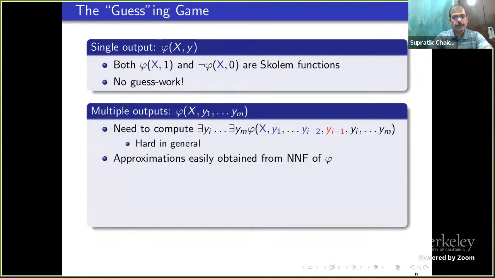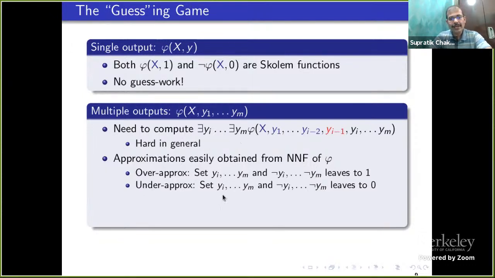Now, if there are multiple outputs, then we have seen that I need to quantify out some of these variables, and this can be a sequence of quantifications. This is hard in general, but I can easily obtain approximations of these quantifications if I start from the negation normal form of the specification. And in fact, as I'm just going to show, if you start from the negation normal form of the specification, and you set all the yi through ym leaves and the negation yi through negation ym leaves to 1, you get an over approximation of this quantified formula.